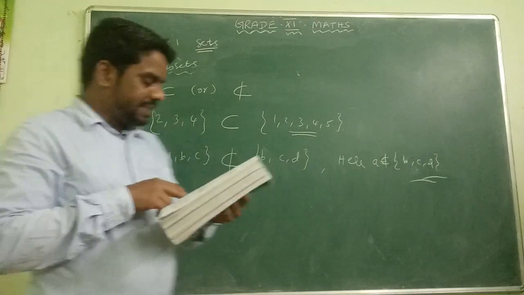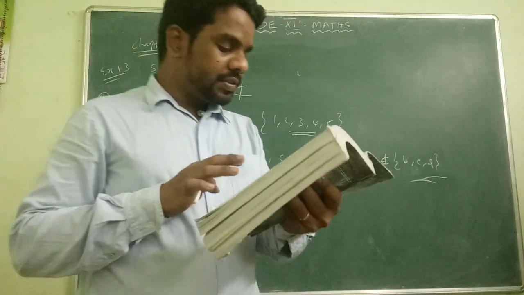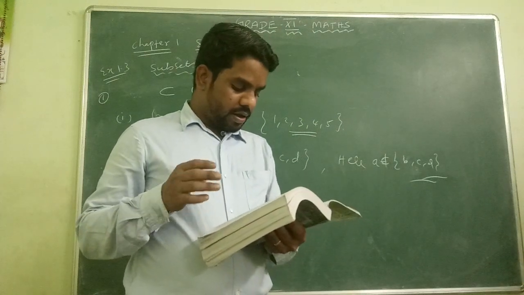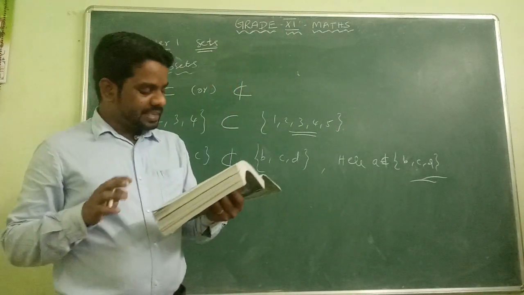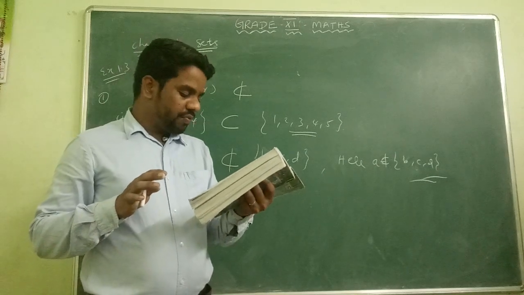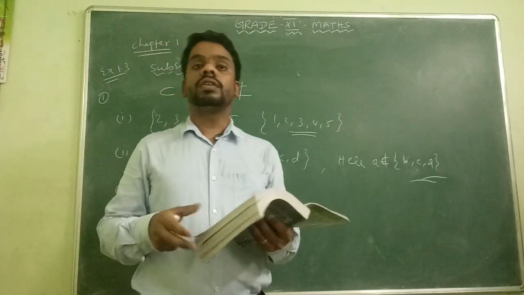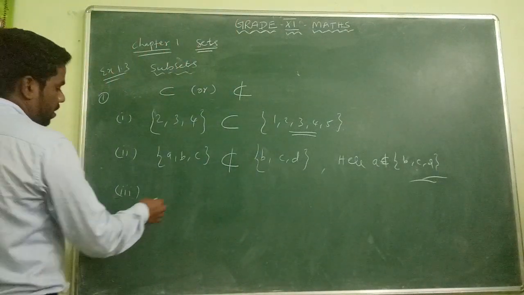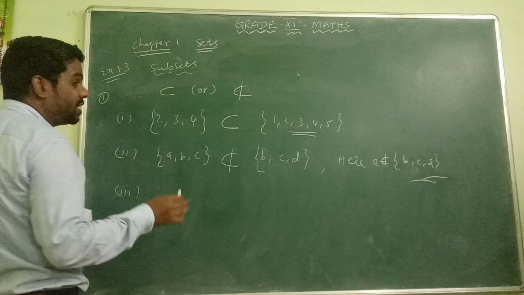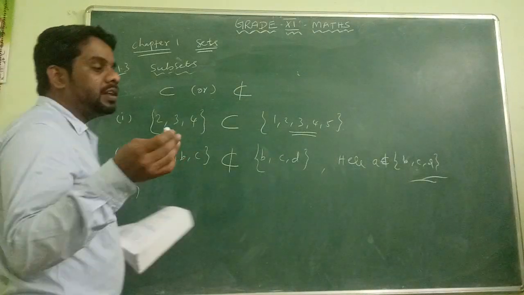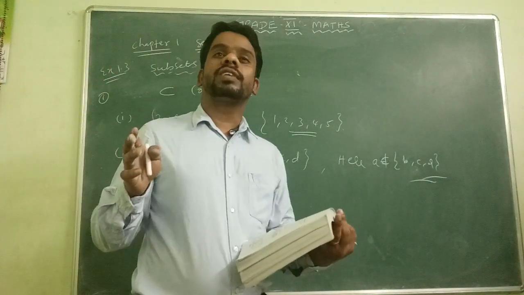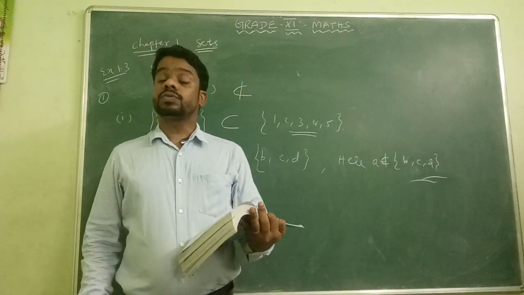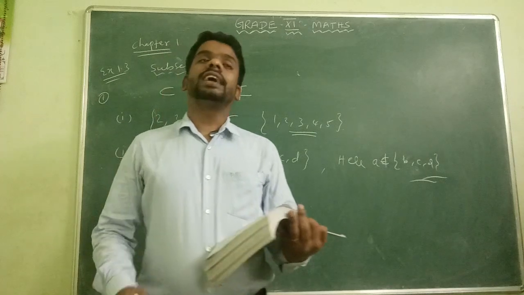X such that x is a student of class 11 of your school. And the second set: x such that x is a student of your school. First, say students in your class. For example, the total number of students in your class is 25, but your school has 500 students.